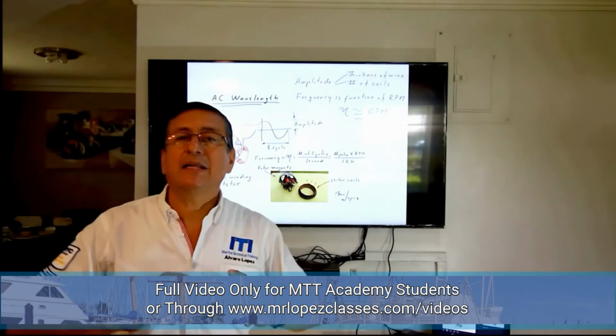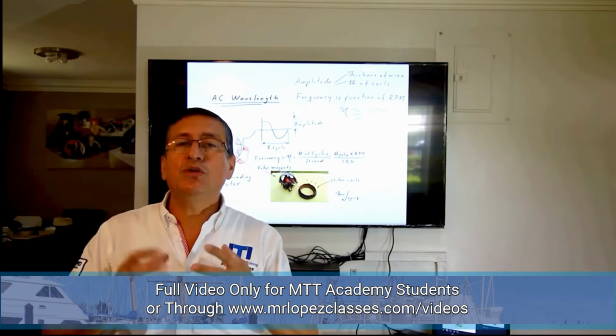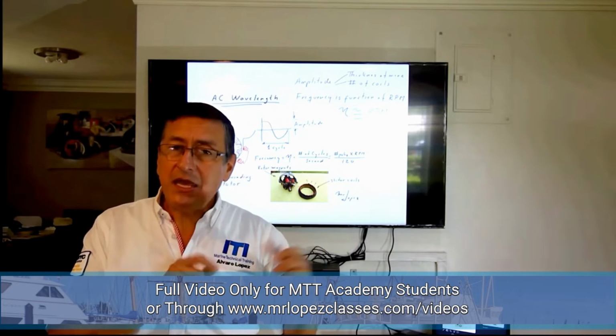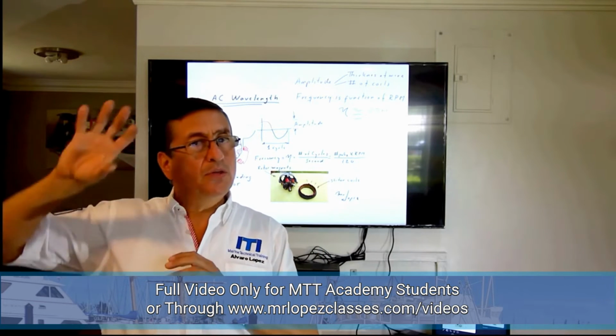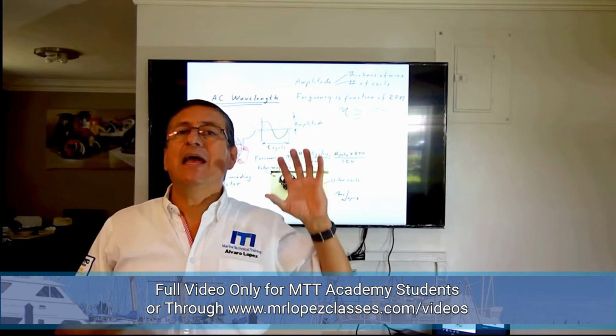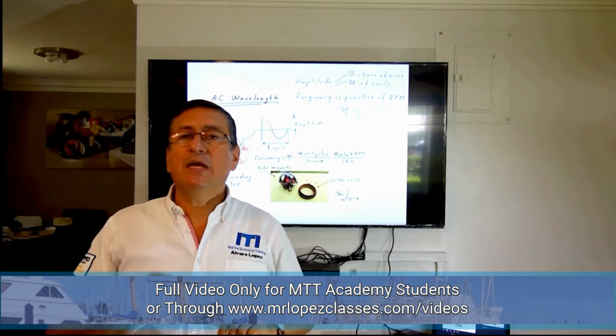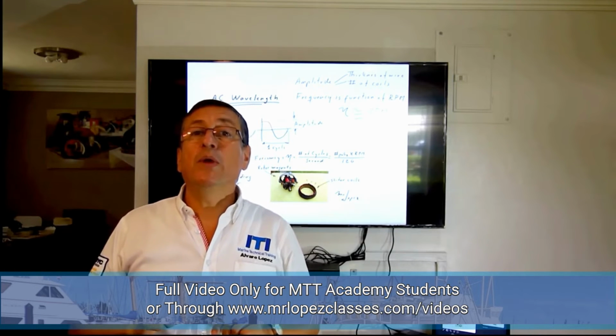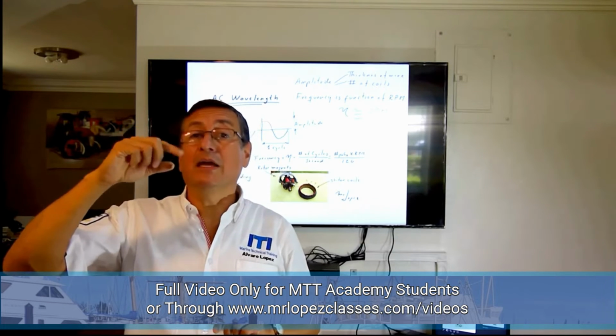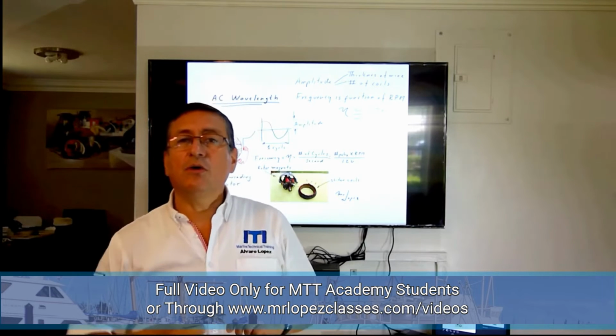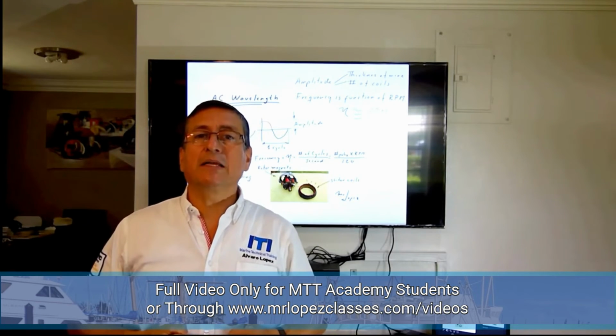And those are the concepts that we are going to use in the future. The frequency and the amplitude. Amplitude is voltage, frequency is cycles per second. The frequency is related with the RPMs, and the amplitude is related with the thickness of the wire in the coil, the amount of turns in the coil, and the strength of the magnets.